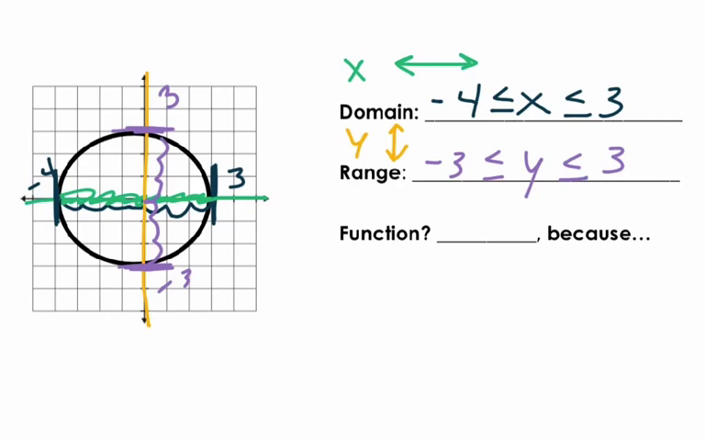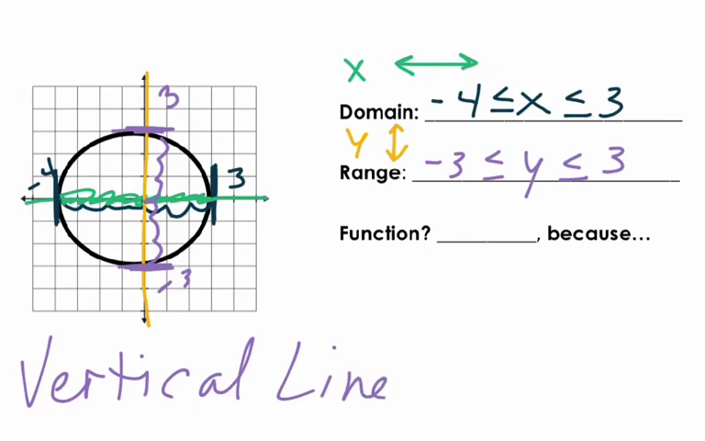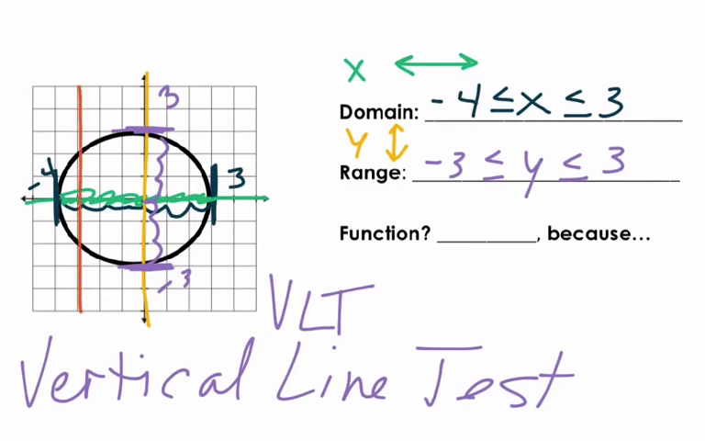Now, is this a function or is this not a function? So let's look at this real quick. We talked about this yesterday. We talked about the vertical line test. You might see it shortened down to VLT, vertical line test. So, let's run the vertical line test real quick. What if I switch over here to red and we run through here? Remember, if we hit it at more than 1 point, it's not a function.